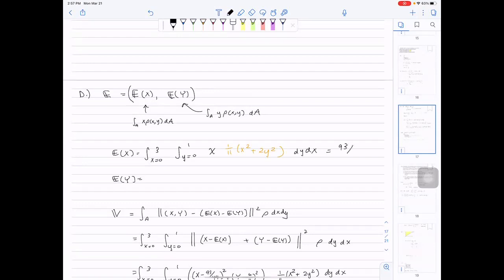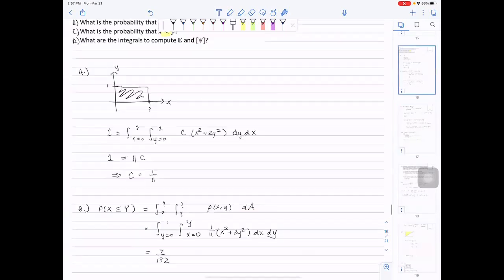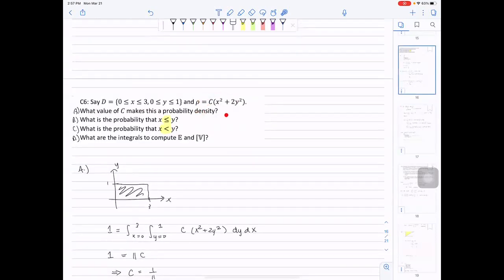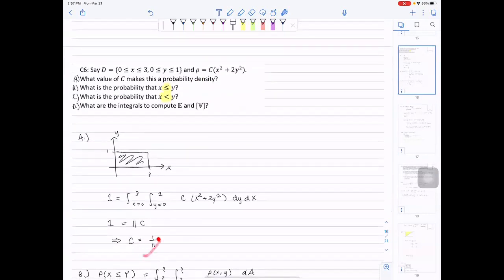Our density was c times x squared plus 2y squared, and the c we found was 1 over 11. Yep, so we can put c is 1 over 11.